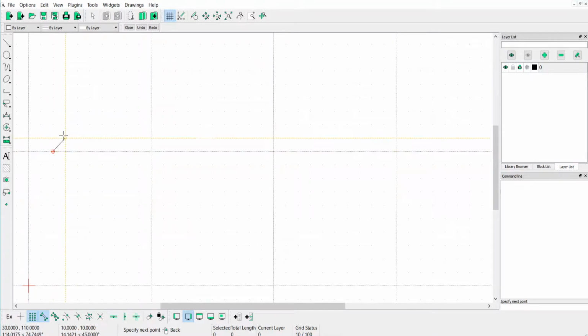Quick tip on how to draw a line with an angle in LibreCAD. If you don't know, LibreCAD is a free CAD software.